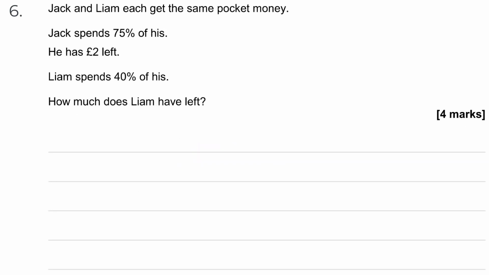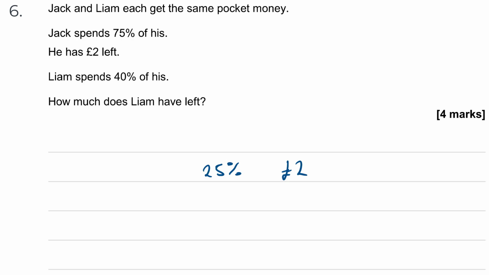Jack and Liam each get the same pocket money. Jack spends 75% of his and has £2 left. Liam spends 40% of his. How much does Liam have left? Well, if Jack spends 75% of his and he's got £2 left, then 25% is what he has left, isn't it? And that is equal to £2.